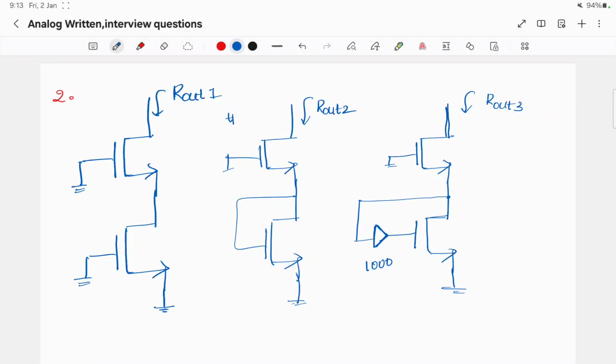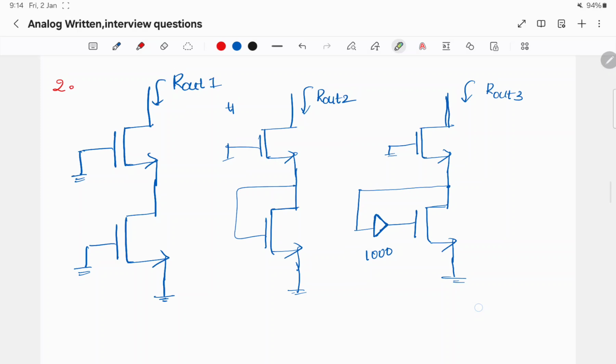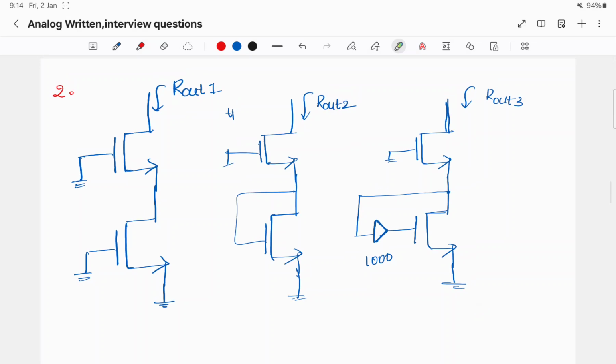In this video, we will see some questions on small signal analysis to find the output resistance. Initially, they have asked me this circuit first, and then this one, and then finally this one. They are asking for the output resistance for each circuit.